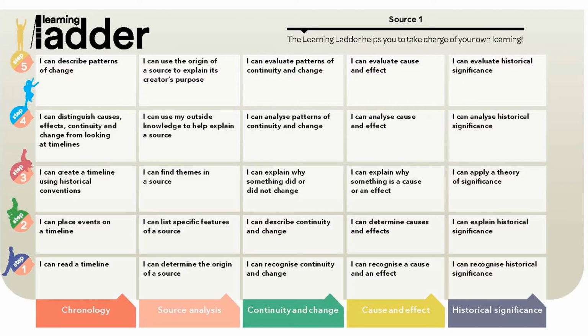Right, with all that said, let's move on to history. So here is the learning ladder for history. Now, we're not going to look at chronology because that's not covered in the 9 and 10 books, so we're just going to focus on source analysis, continuity and change, cause and effect, and historical significance, and we're going to do it in that order.